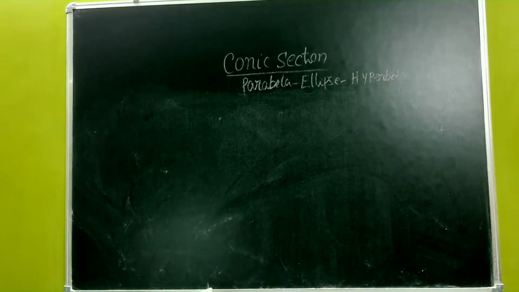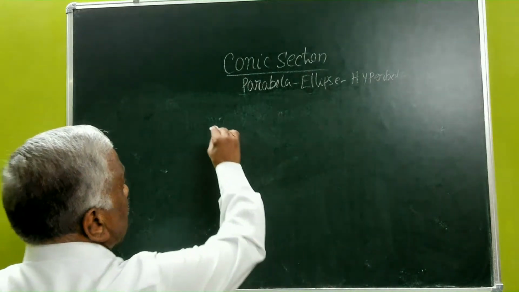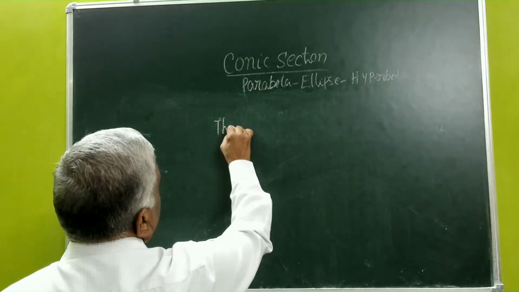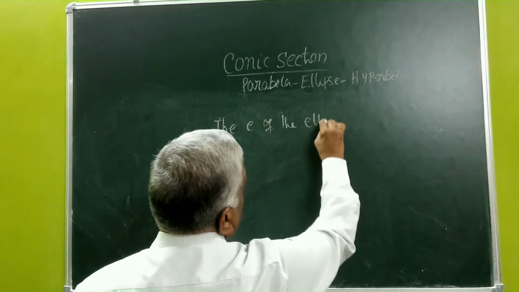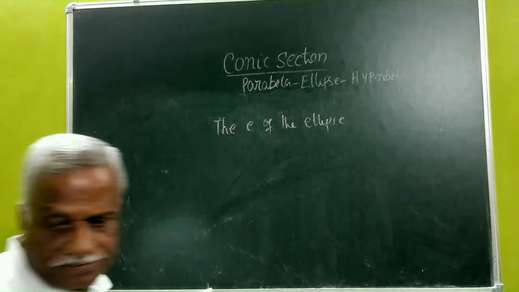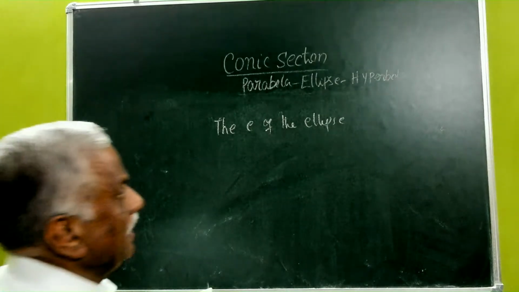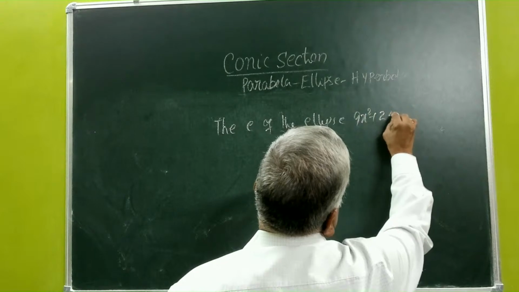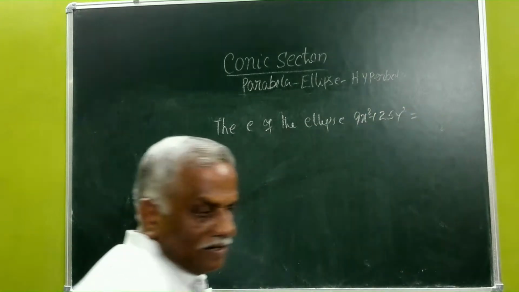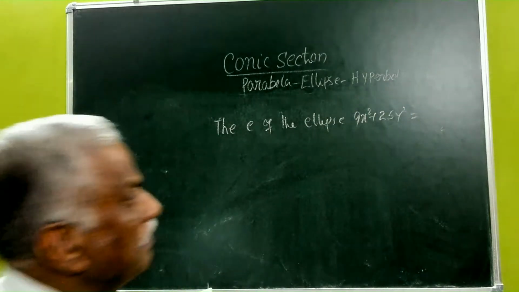The eccentricity of the ellipse, the problem given in CET: find the eccentricity E of the ellipse 9x square plus 25y square is equal to 225.